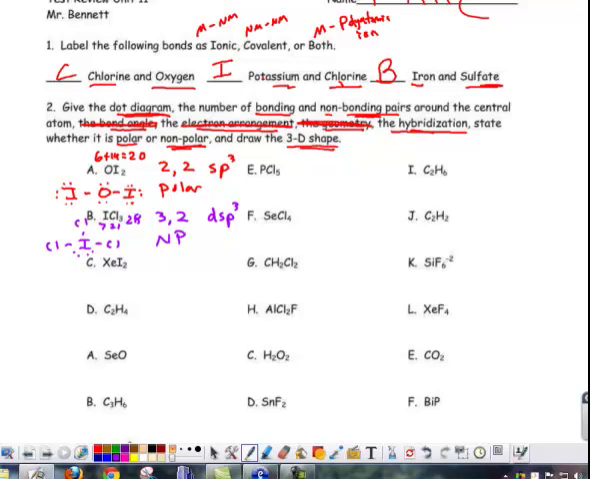I forgot to draw the 3D shape of that first one. I'm definitely going to run into issues drawing that. Why don't I just do that when I'm finished, and then we'll be able to relate it to all of them.